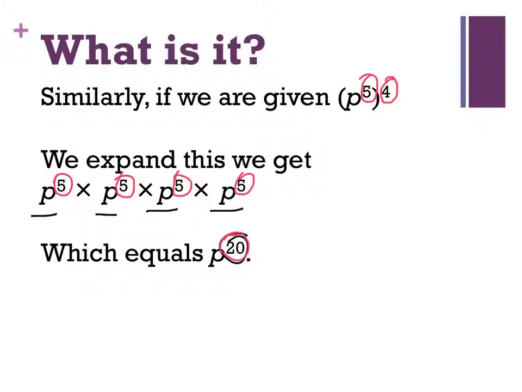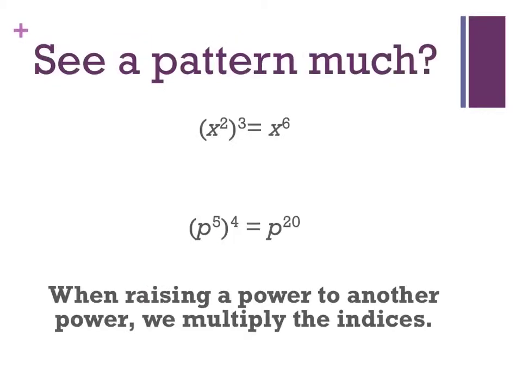Once again, I'm saying it slowly in the hopes that you might start to see a little bit of a pattern. The pattern you should be able to see is that when raising a power to another power, instead of having to write it out and then work it out by the base index law, I actually have a new law. 2 times 3, 6. 5 times 4, 20.